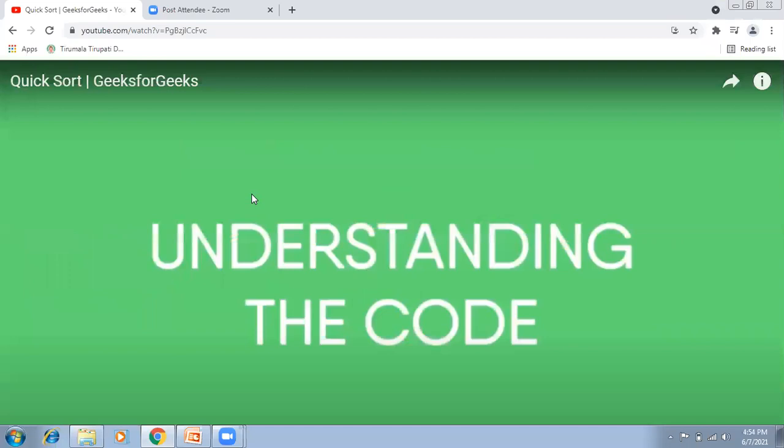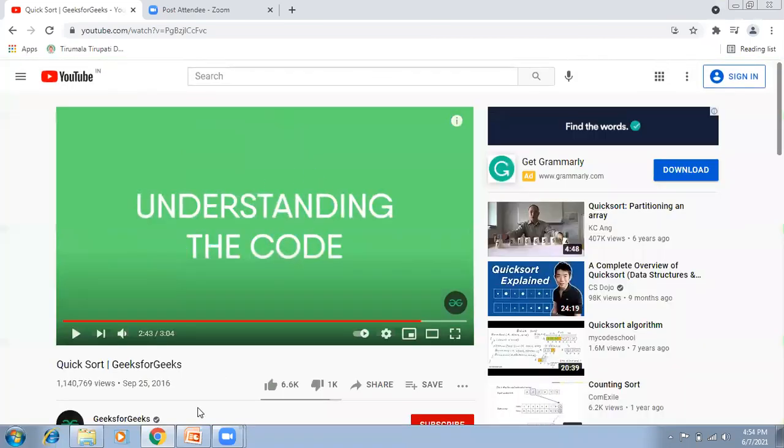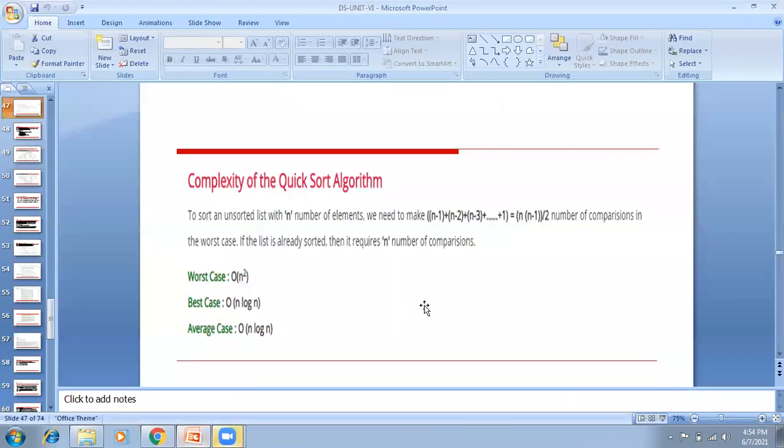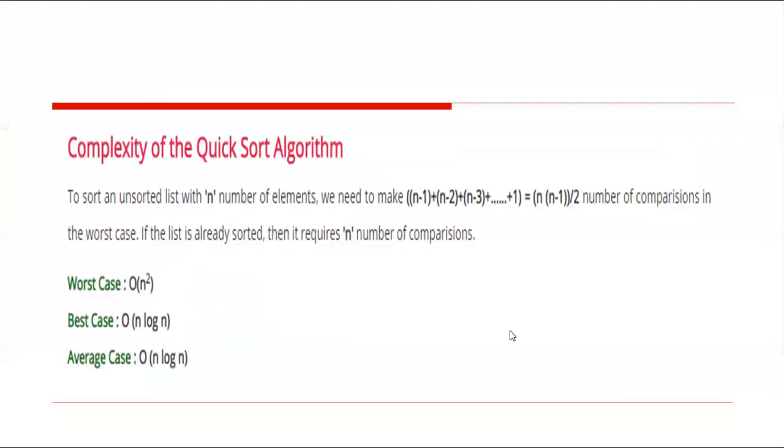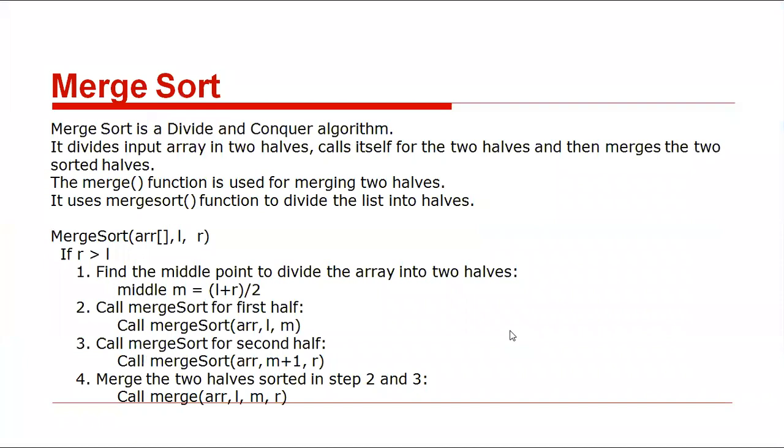So this is the quicksort algorithm. Then tomorrow we will discuss the merge sort algorithm.